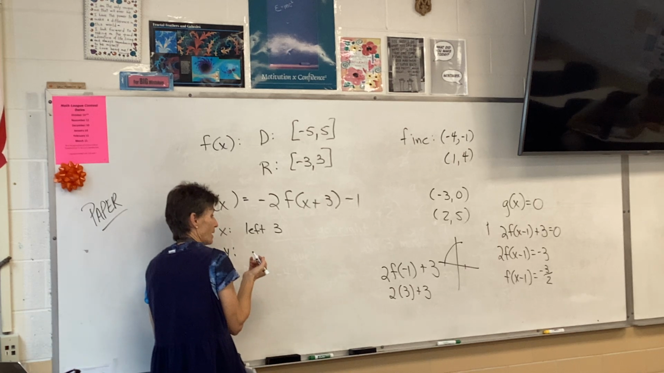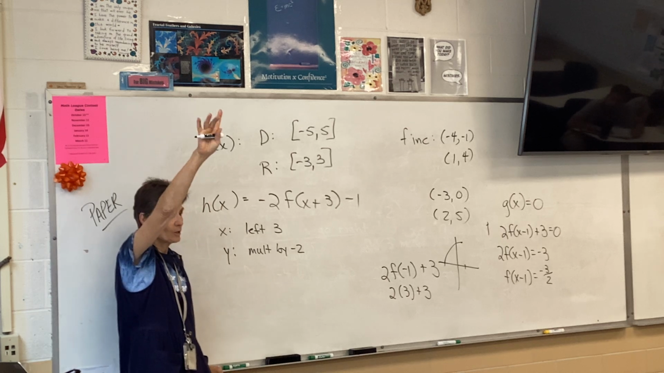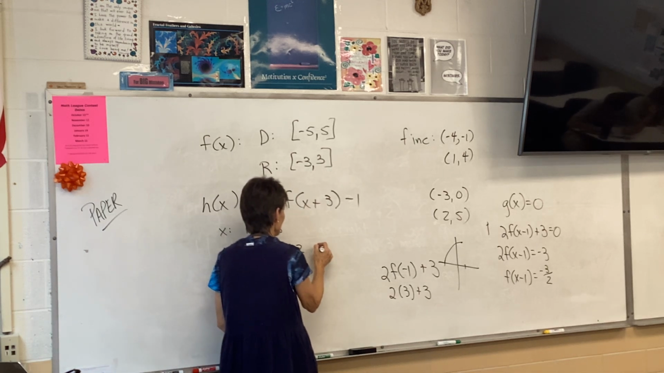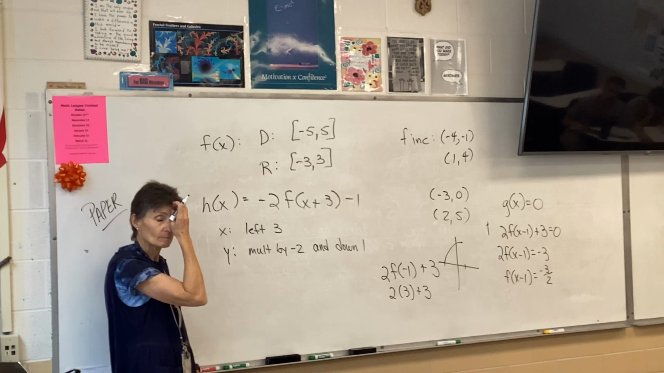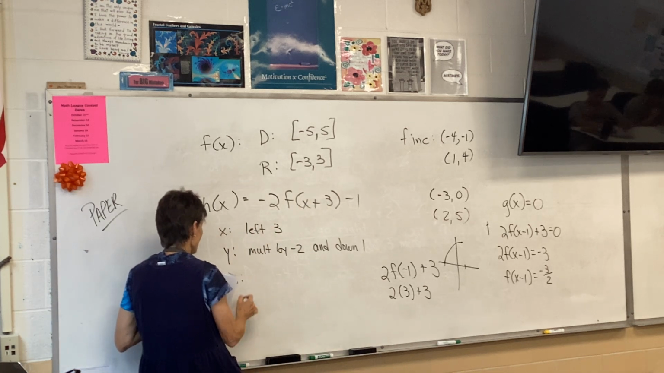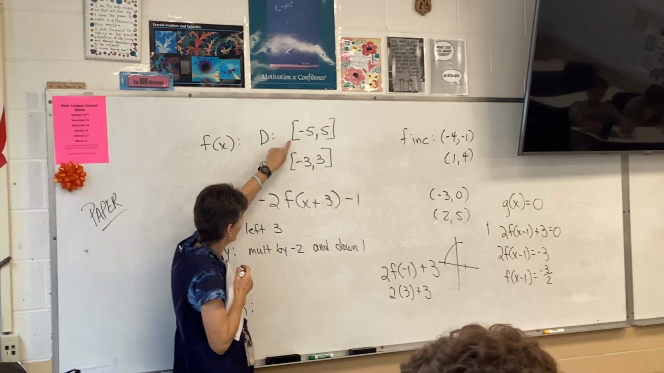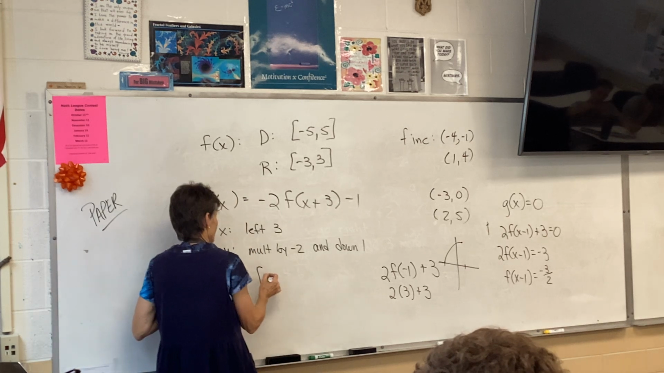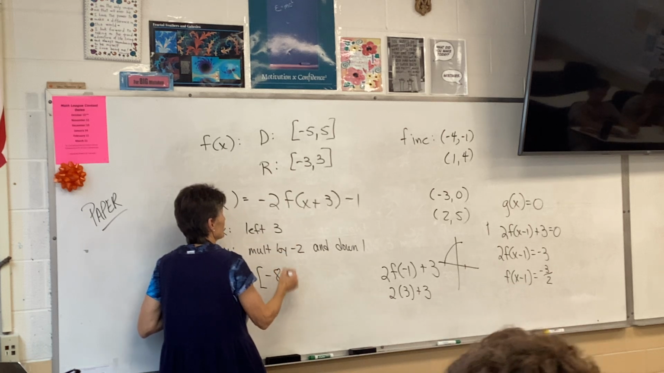Well, what is happening to the y's? They're being multiplied by -2, which is going to do what? The y's are going to go from up here to down here. And then we're multiplying by -2, and then go down another one, down 1 from that. Okay, so what's the new domain and range? What's the domain and range for our new function? Well, here was the domain of the original. If we go left 3, that's easy. Our new domain will be what? We're going left 3, so it'll be -8, 2.